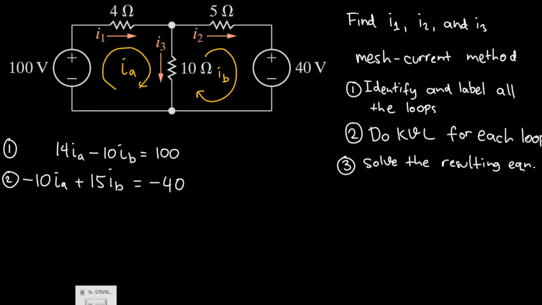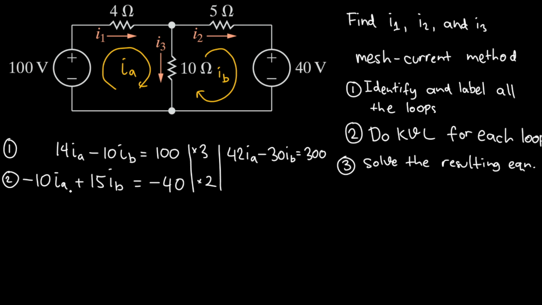So I think I just use substitution here. So we will need to multiply this by 3. And then I need to multiply this by 2. So the coefficient of IB will be minus 30 and 30, so that will cancel each other, right? So we will have 14 multiplied by 3, that will be 42 IA, right? And then minus 30 IB, and that will equal to 300.